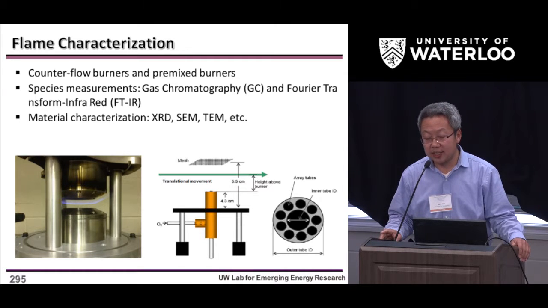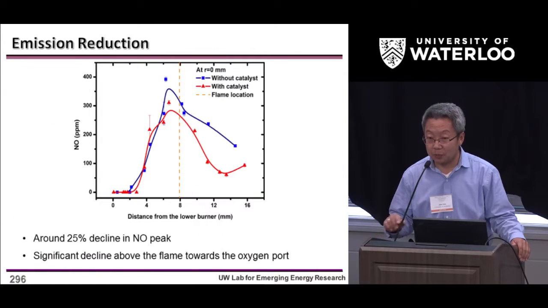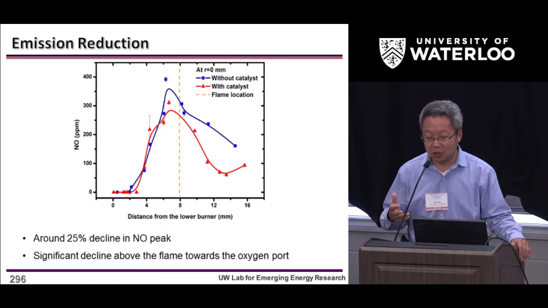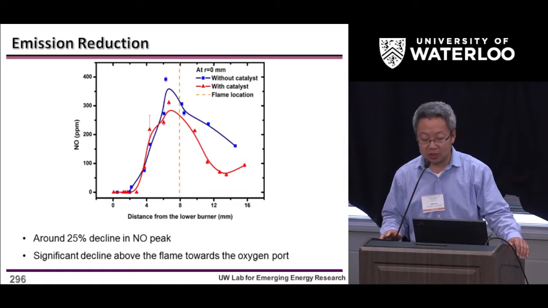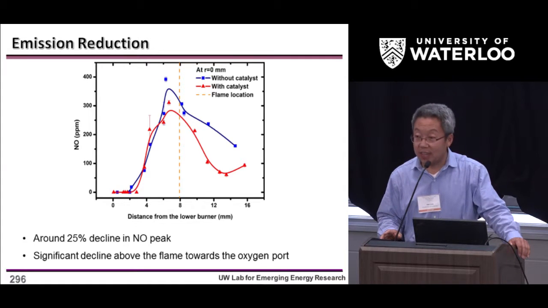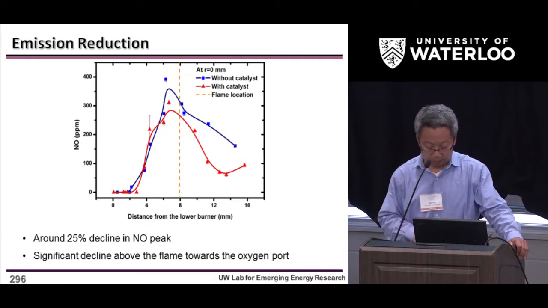And here just shows one example. We put in a precursor, and the precursor is going to produce some nanoparticles. These nanoparticles are used as catalysts to produce less NOx from the combustion. Here it shows that if you use this kind of catalyst, you can reduce NOx by 25% from that flame, the same flame.